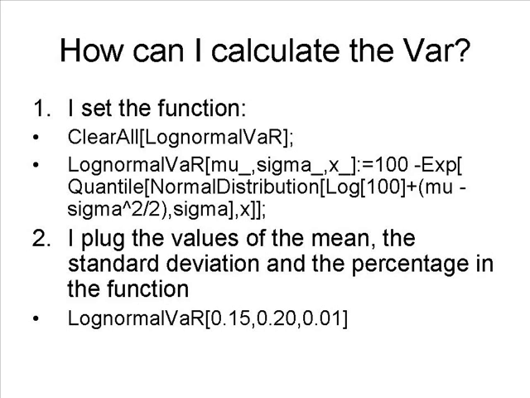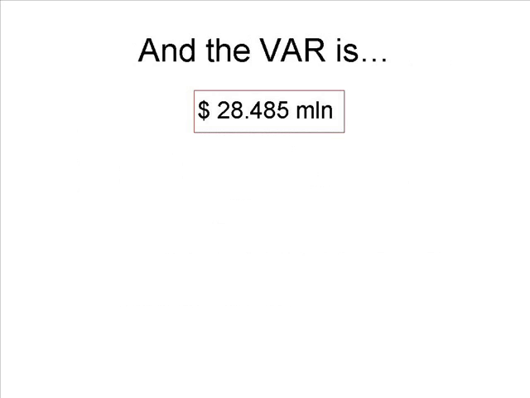And so I write that the log-normal VAR is a function of 0.15, 0.20, and 0.01, and the value at risk is 28.485 million, which is our value at risk.